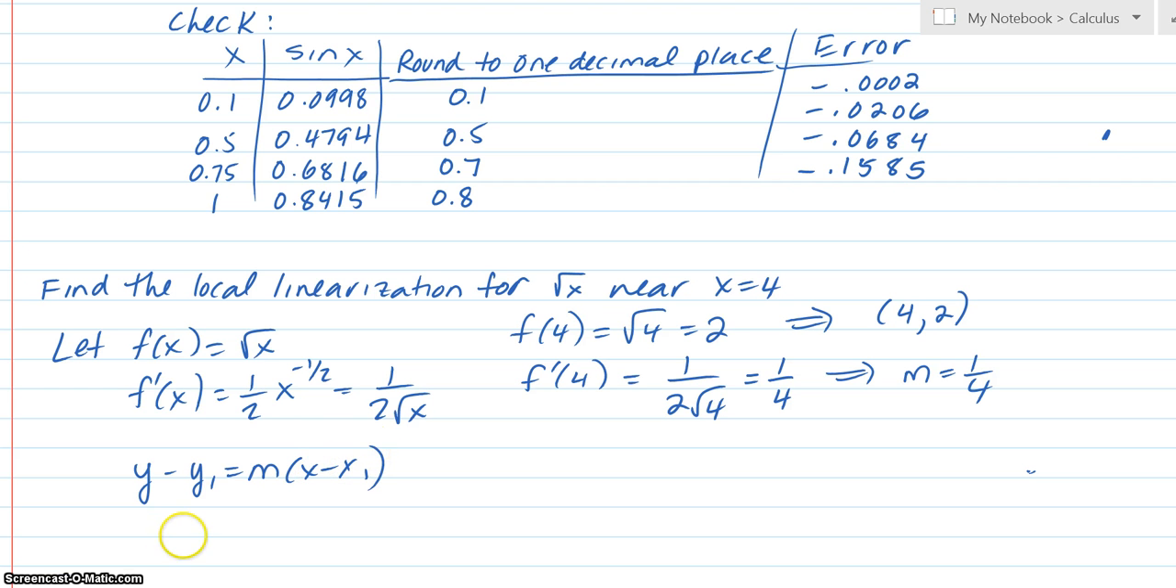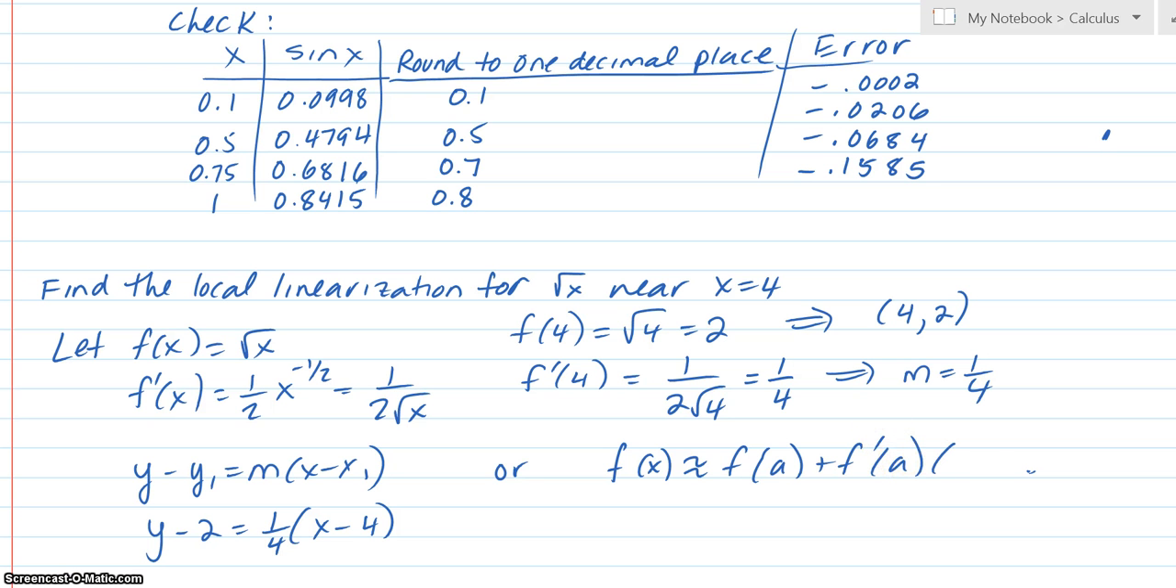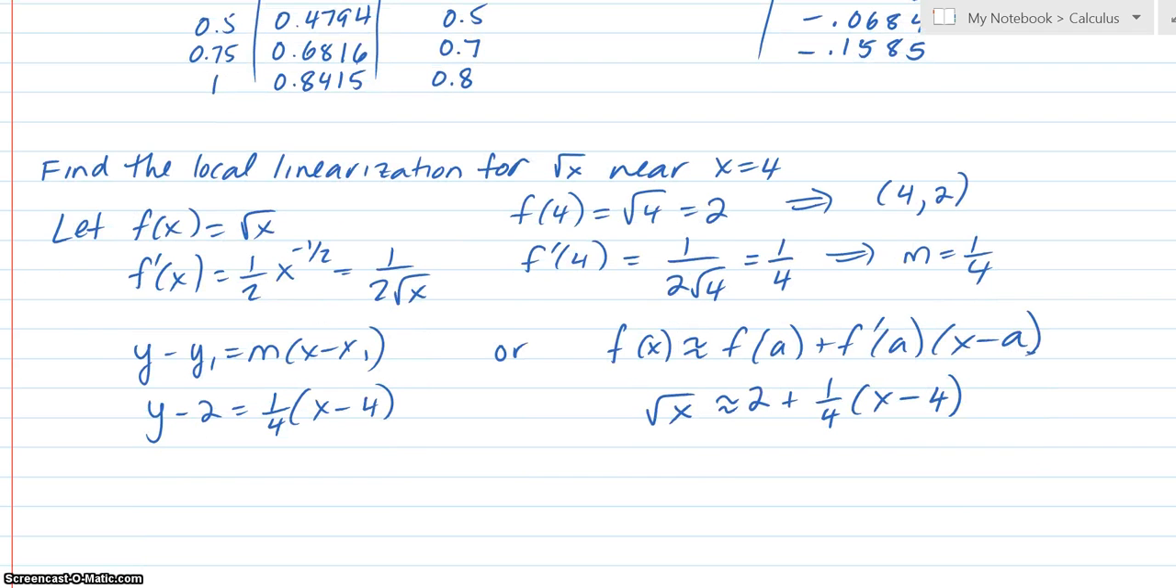So you could just use your tangent line approximation if you want, or you can use our new formula. This would be 2 plus 1/4 times x minus 4, or if we use our handy dandy formula, we would get f of a, which is the 2, plus f prime of a, which is the 1/4, times x minus a, which is the 4. And this would be approximately square root of x. So if you add the 2, you would get that. So either way you would want to do it.